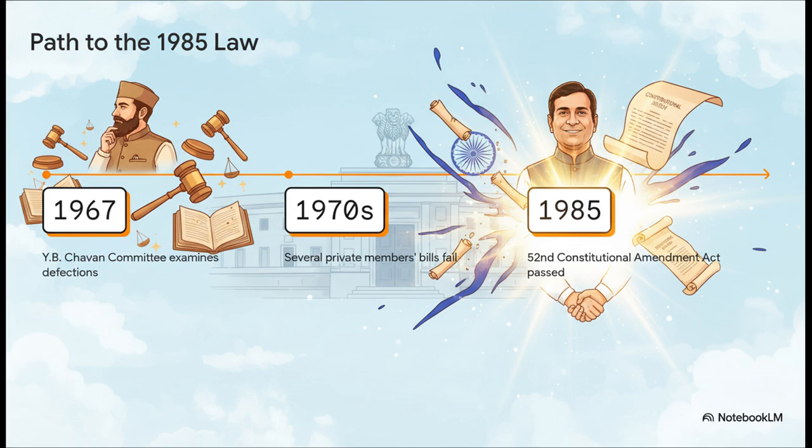Then, throughout the 1970s, you had multiple private members' bills trying to tackle it, but they all fizzled out. It wasn't until 1985, under Prime Minister Rajiv Gandhi, that the 52nd Constitutional Amendment Act finally crossed the finish line. This officially dropped the 10th schedule into the Constitution, which we now know as the anti-defection law.